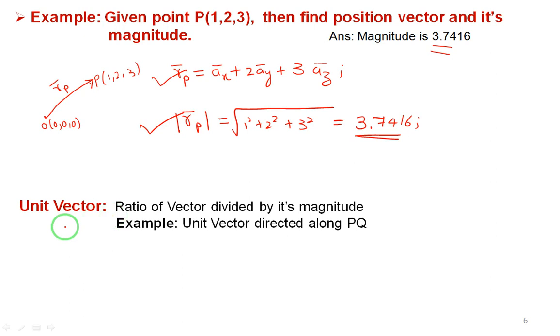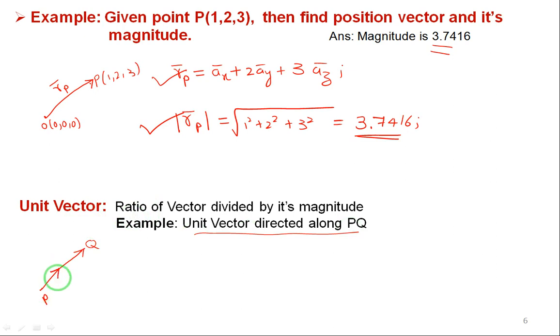Already we have defined what is a unit vector: the vector which is used to indicate the direction whose magnitude is unity. But mathematically we can define the unit vector as the vector divided by its magnitude. So for example, the unit vector directed along PQ. I have point P and I have another point Q. I will join these points P to Q.